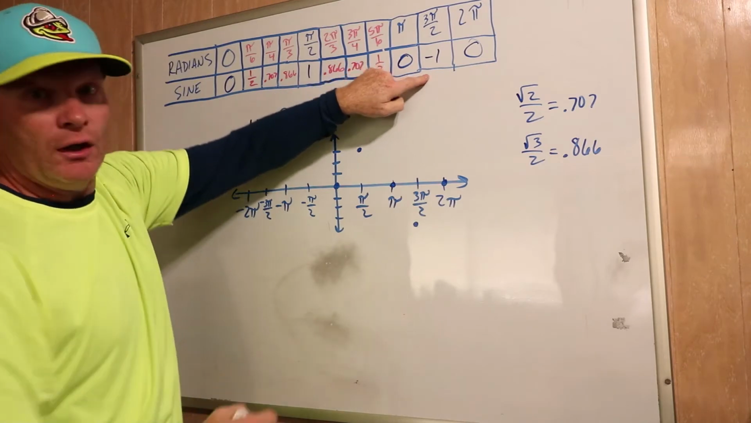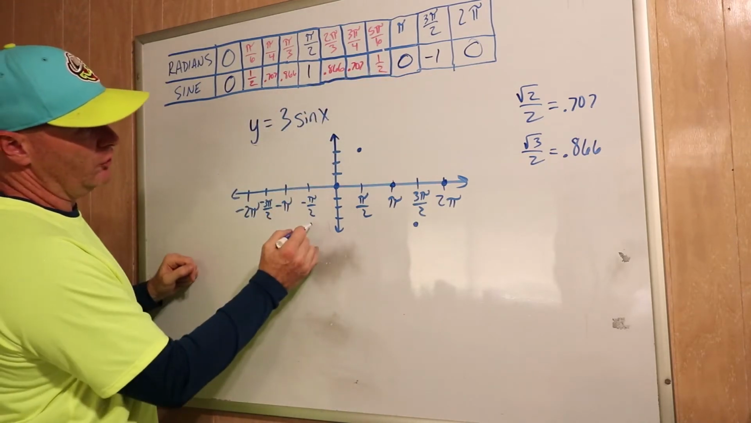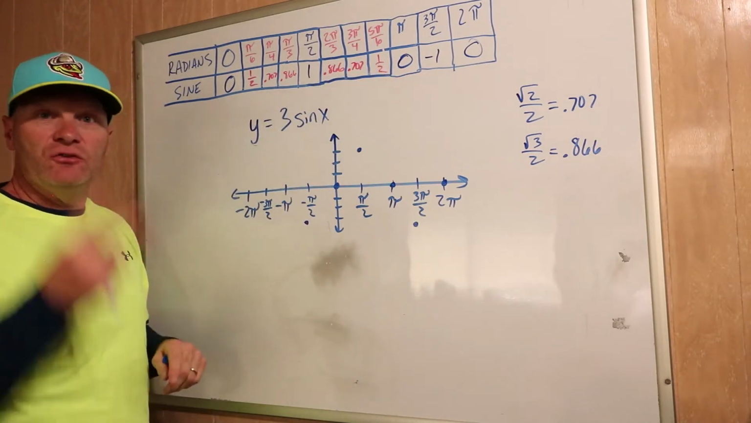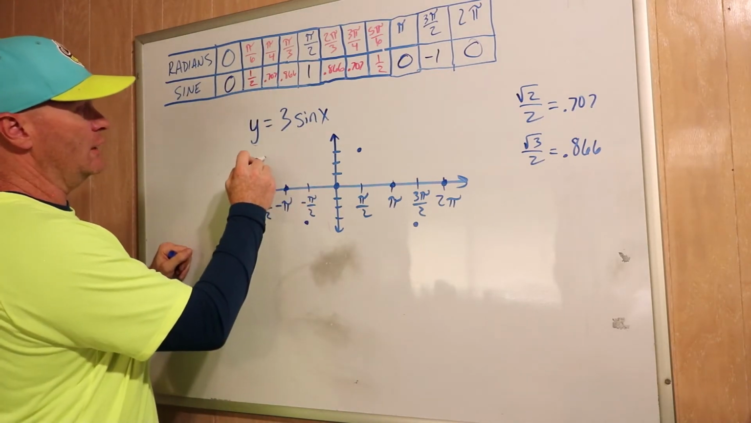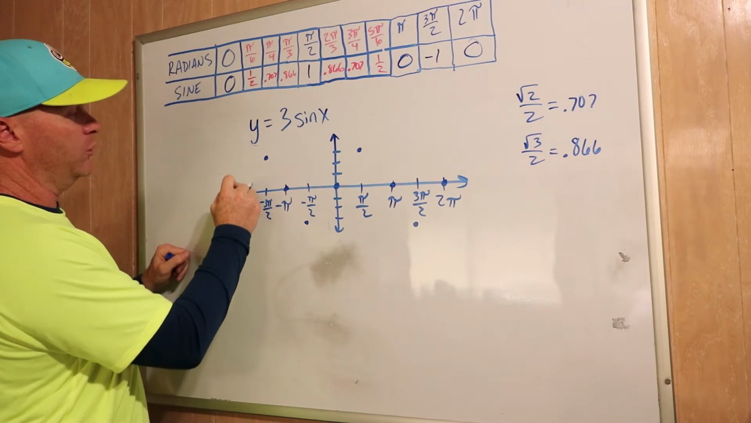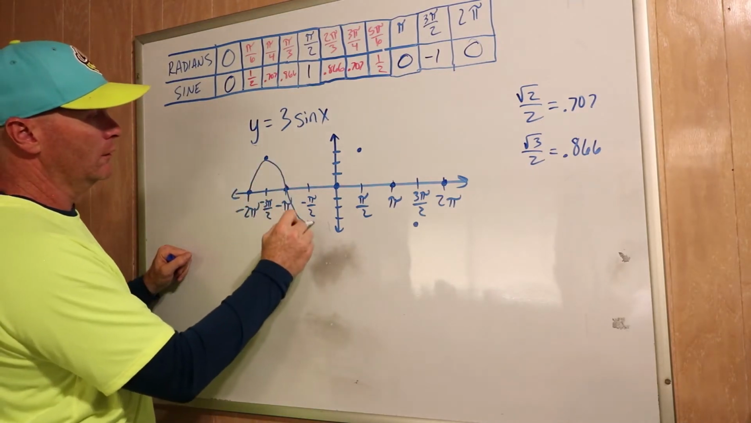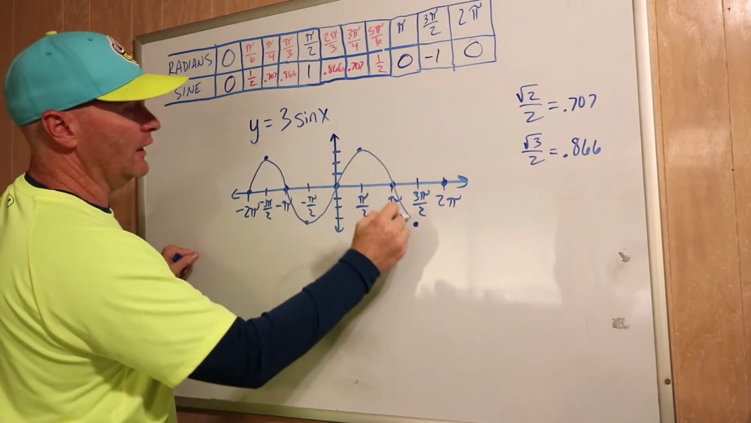Back to 0. And then when you graph these, I always want you to put at least 2 full cycles, okay? So it needs to go at least 2 times through the whole process. So here is our graph for 3 sine x.